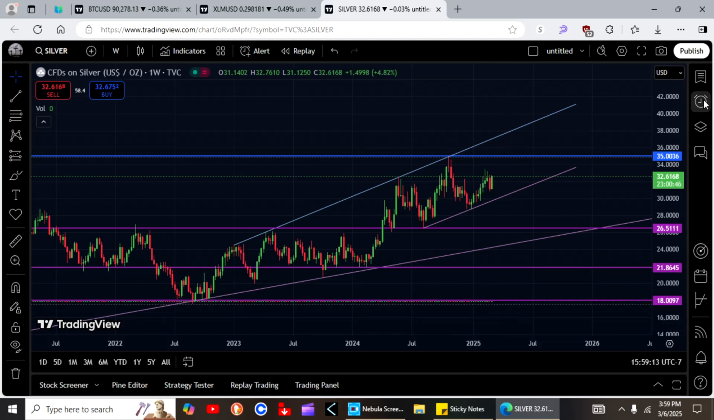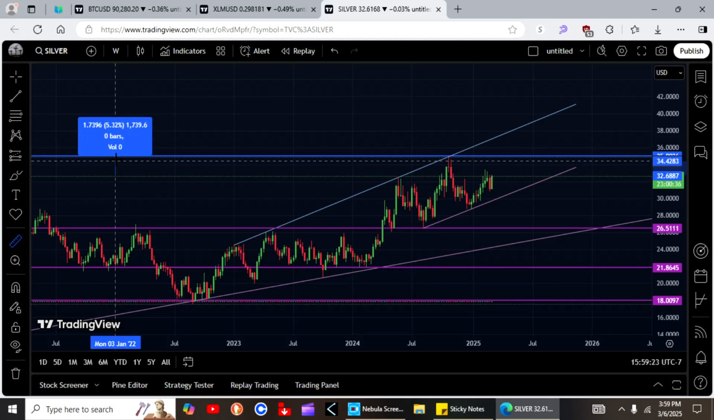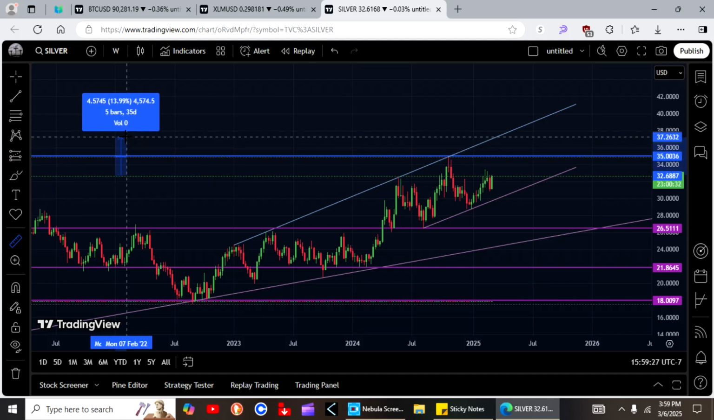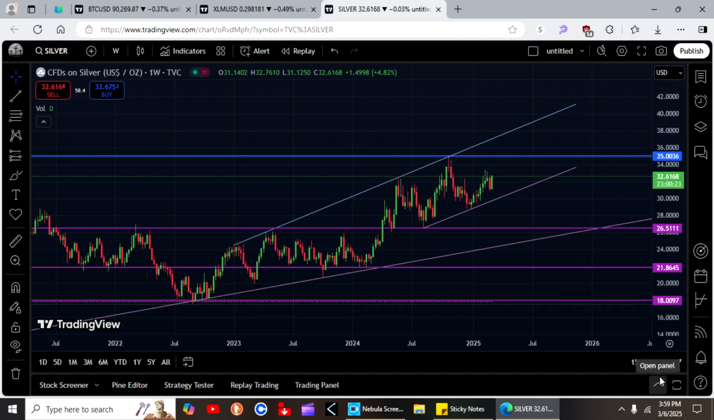But in the short time, I think it's going to go up to like 35, $37. Let's see where that's at from right now. It's like another 7% move. Maybe another 12, 13% move. But that's what I think is going to happen.